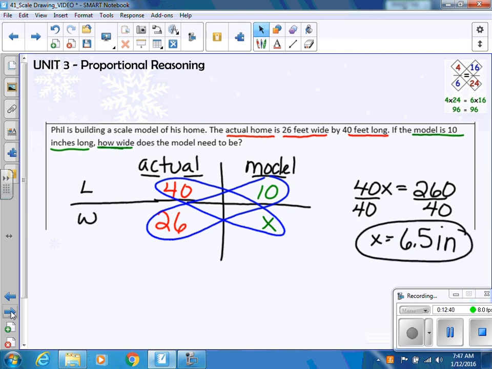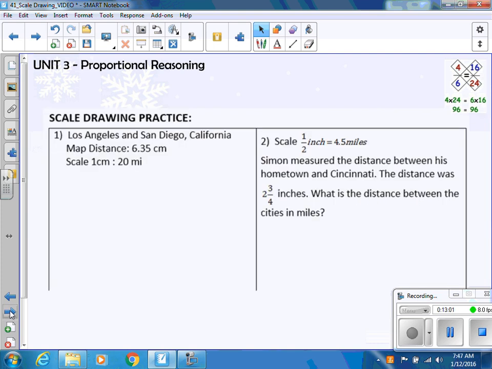So again, I'm going to plug that back in and make sure it makes sense. If 40 is bigger than 26, then my answer should be smaller than 10. Is my answer smaller than 10? Yes. So I can reasonably say that makes sense. So again, you're just taking the pieces, plugging them back in, kind of making a plan as you do so.